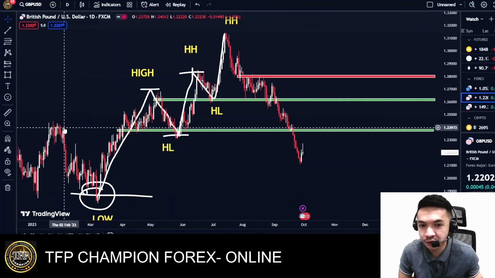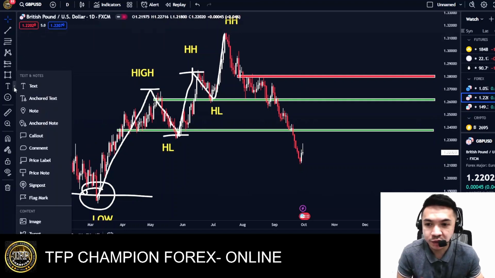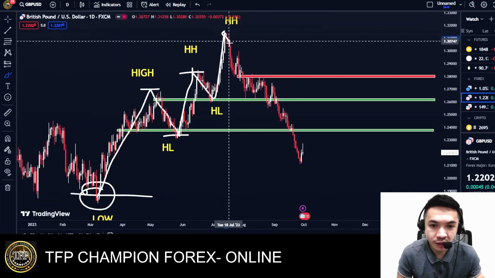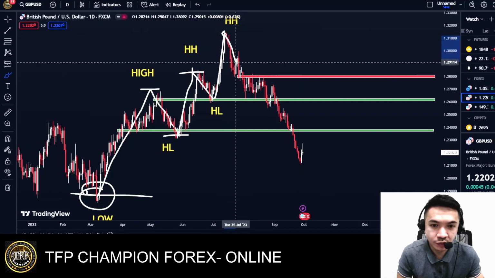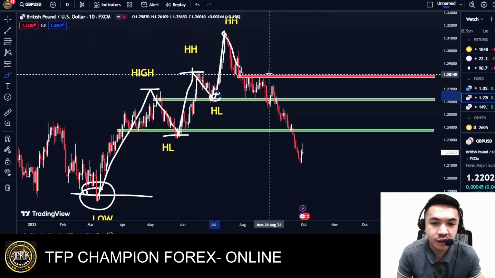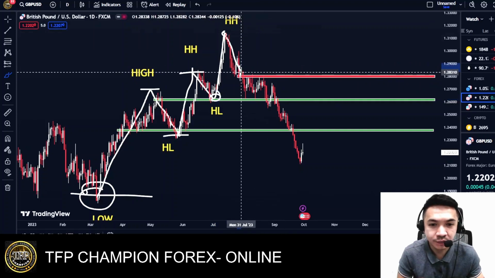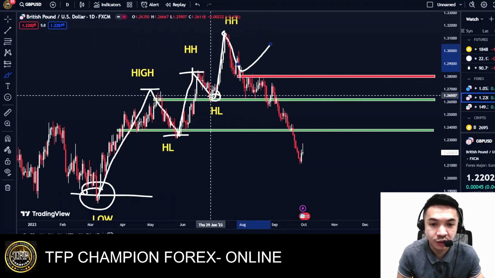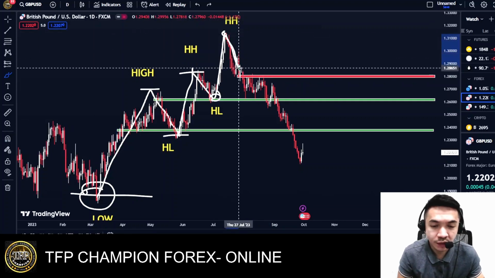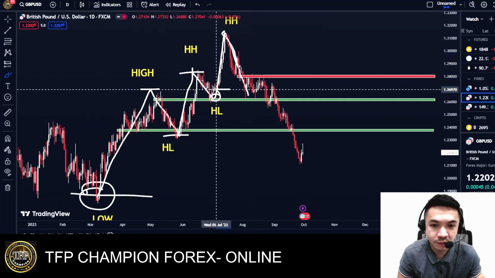So ngayon, basahin ulit natin yung market structure. Ano ba yung gustong sabihin sa atin ng market? Coming from high, ano nangyari? Ang expectation dapat natin kung mag-continue, magkakaroon ng higher low. Ibig sabihin, from this previous low, kailangan magkaroon siya at least ng higher low, mas mataas sa dating low na to. Unfortunately, anong ginawa ng market? It went on the same level sa higher low.